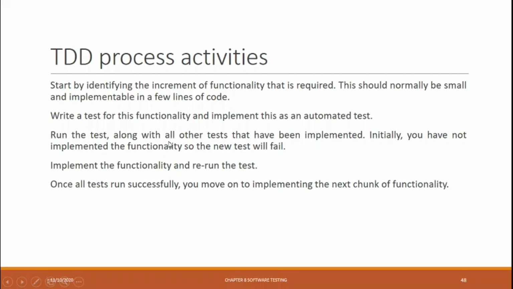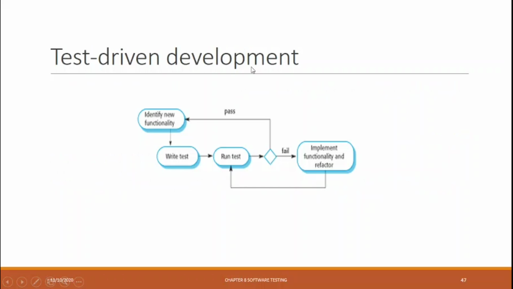Run the test along with all other previously implemented tests. Initially you have not implemented the functionality, so the new test will fail. Whatever new test you wrote will fail at that time because the functionality is not yet implemented. Once you write the functionality of the new code, you run the test again, and then it passes. This is an iterative process: you keep on doing the testing incrementally till the product is released.